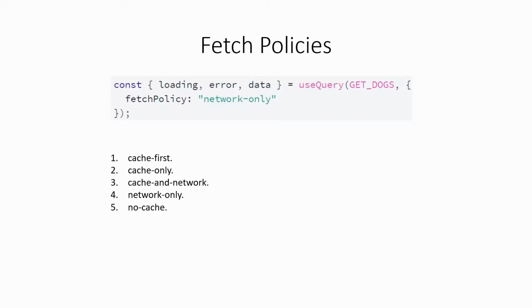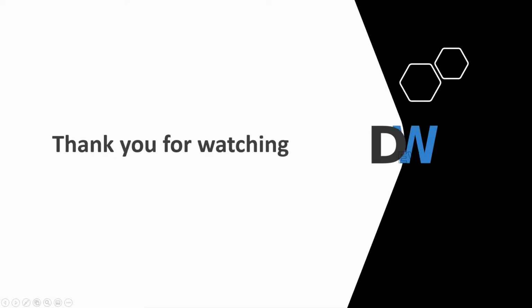For network-only, it works like this. Whenever the query is sent, the query will go directly to the server. But when the data is returned from the server, it will still store it in the cache. And lastly, with no-cache, you are querying the server and the response will not get stored in the cache. And that's everything you need to know about useQuery.